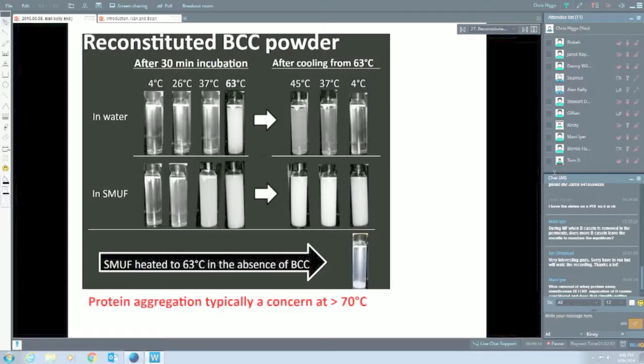Whereas in SMUF, which is simulated milk ultrafiltrate, it obviously becomes turbid, and it becomes turbid more quickly on heating in SMUF than in water. But the micellization process is not reversible, which is shown on the right hand side of that slide. So one of the interesting applications of this finding is that beta-casein in solution can help to stabilize minerals, particularly against the precipitation of calcium phosphate on heating. So that could have interesting applications in other types of nutritional products.